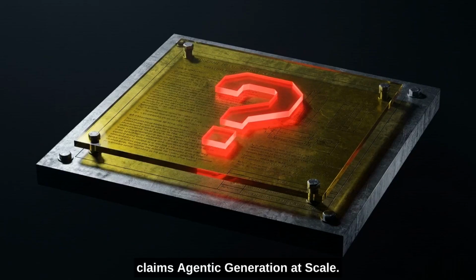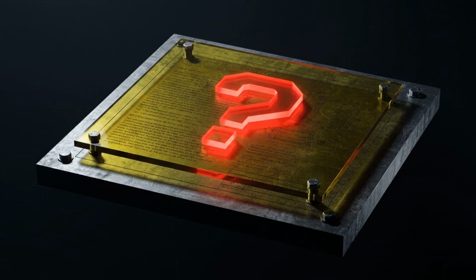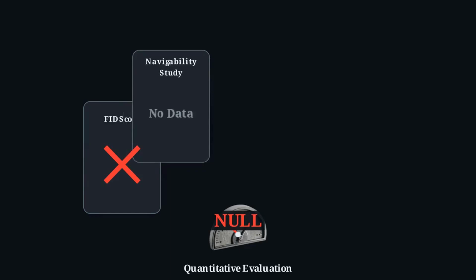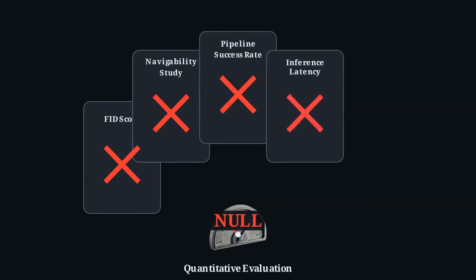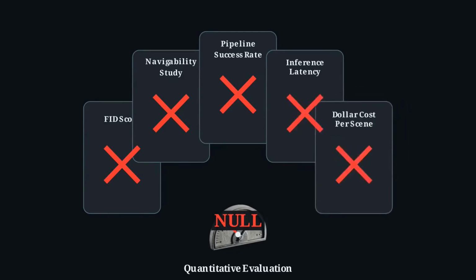The title of the paper claims agentic generation at scale. The contents of the paper present a different reality. This list tracks the quantitative evaluation metrics presented by the authors. There are 0. They report no FID score to measure visual fidelity. There are no human user studies to validate navigability. They omit the pipeline's overall success rate. They provide no data on per-scene compute runtime. And there is 0 documentation on the API dollar cost per scene.